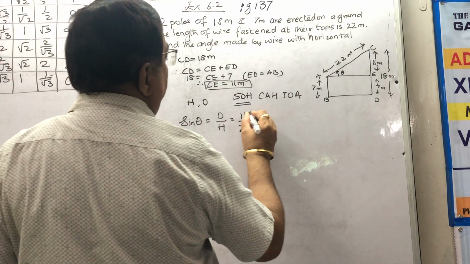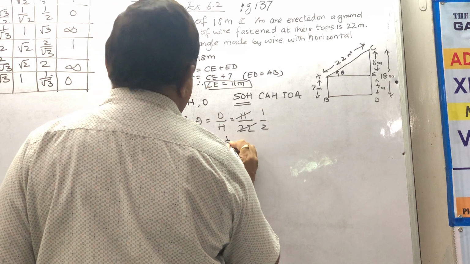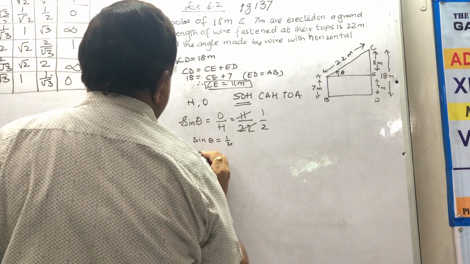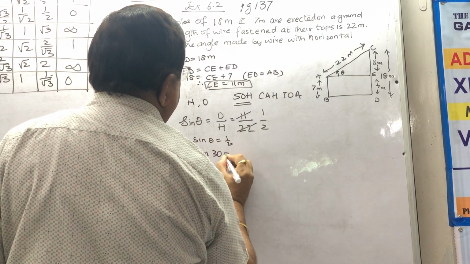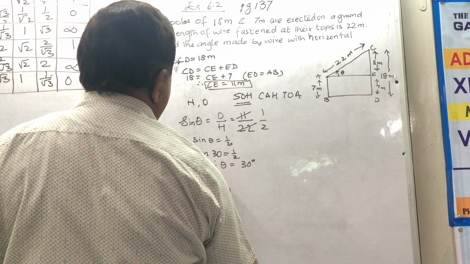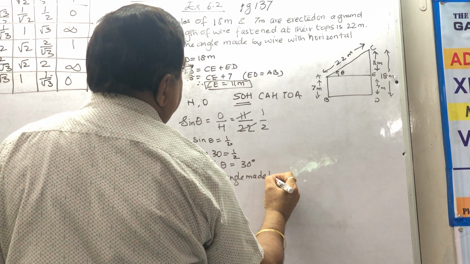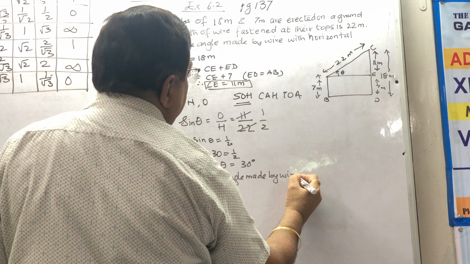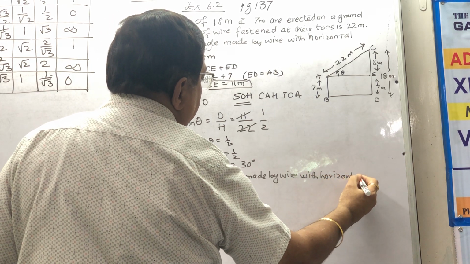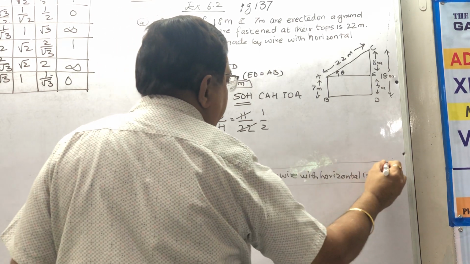Now ones are ones, twos are twos. So sine theta is half. Where is sine theta half? But sine 30 is half. Therefore, theta is 30 degrees. Answer: the angle made by the wire with the horizontal is 30 degrees. Put a square box around my answer, and that is how you will solve the sum.